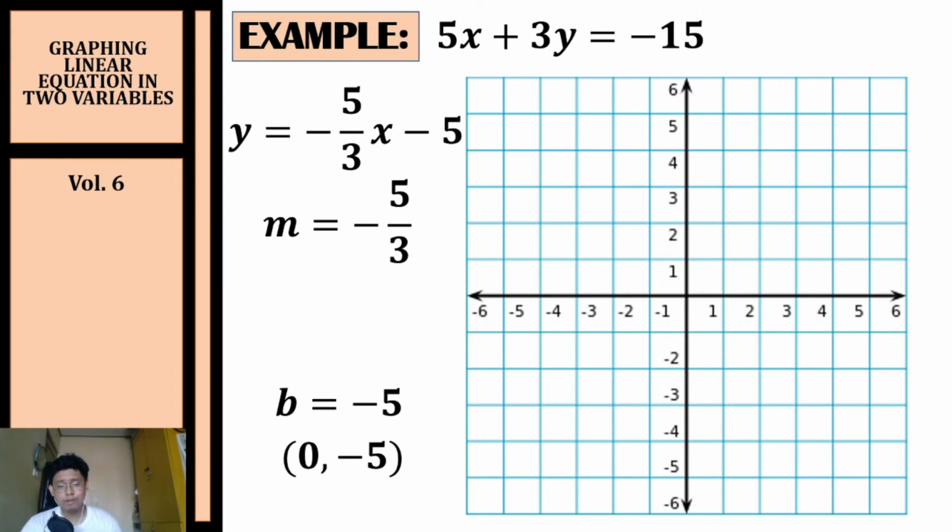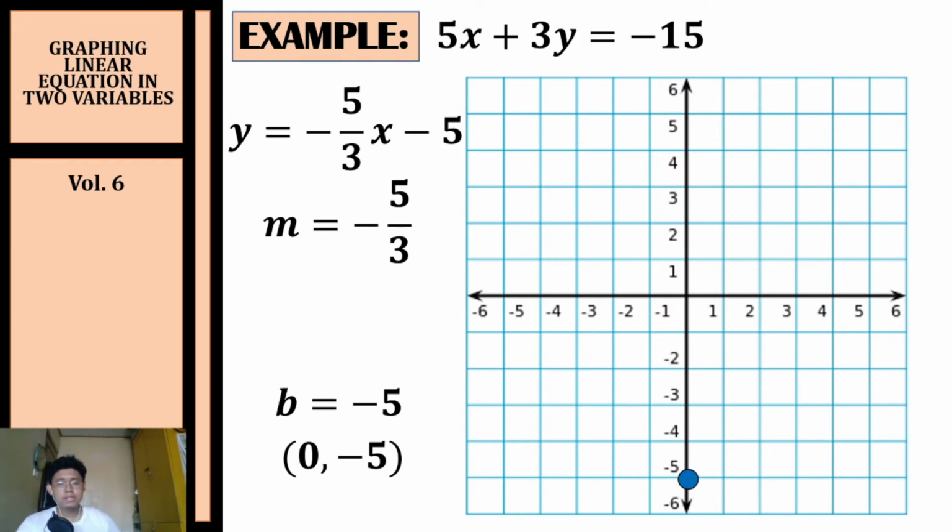Now that we have our slope and our y-intercept, it is time for us to start graphing. So let's start first with plotting our y-intercept. So our y-intercept is along the y-axis, and let's locate -5. So -5 is located here.